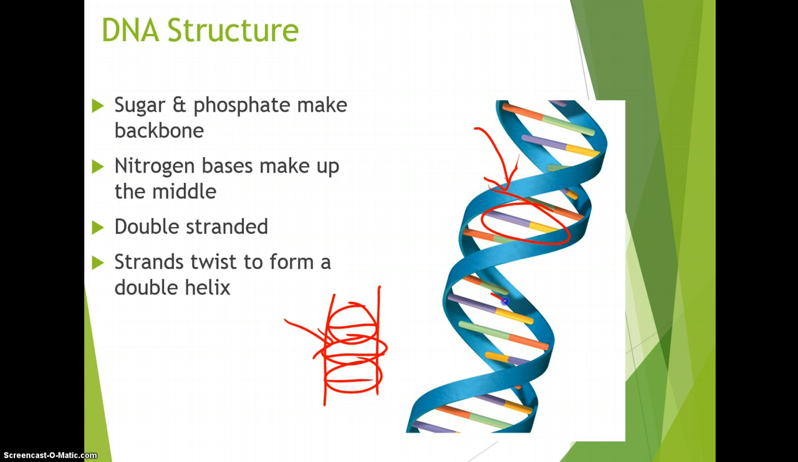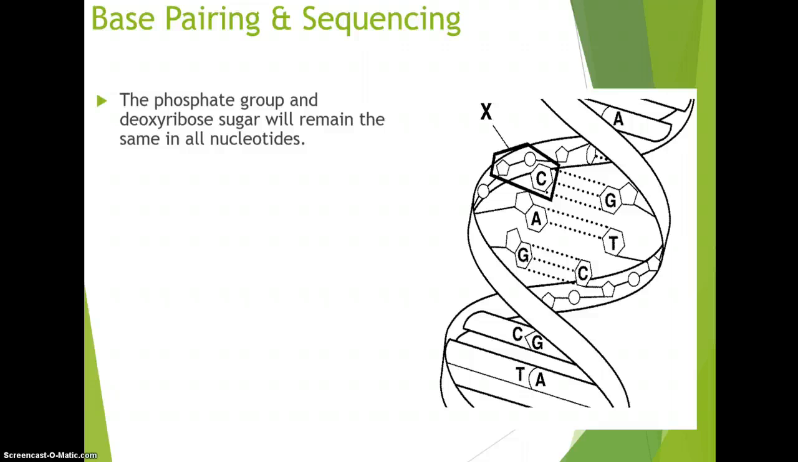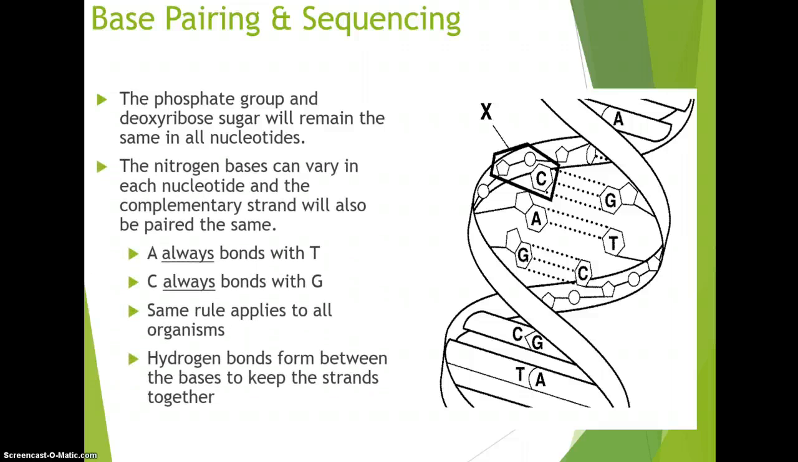Nitrogen bases. Okay, it is double-stranded, which means there are 2 sides. It's 2 strands. And the strands twist to form a double helix. That's as simple as that. All right. Base pairing and sequencing.